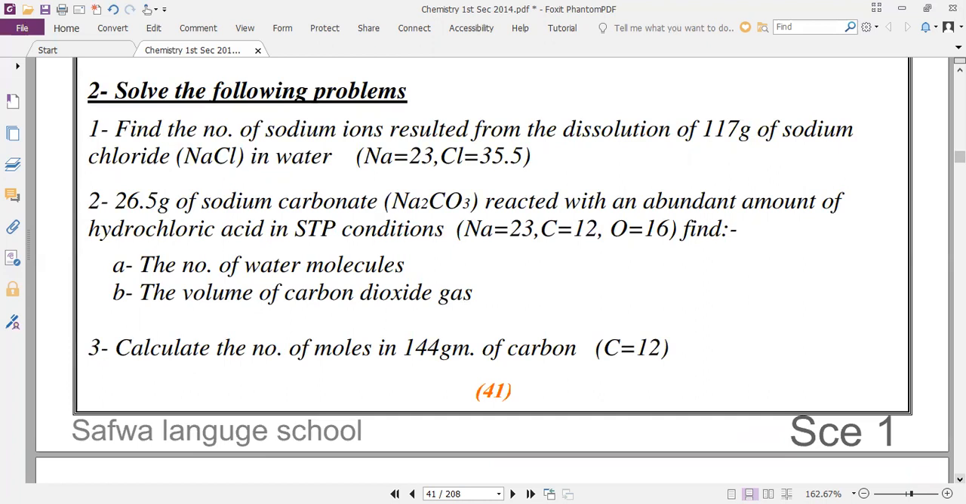So mass of substance equals what? 117. The molar mass of NaCl, you must calculate it. It equals 58.5. Right. Finally, number of sodium ions equals what? The number of sodium ions is 12.04 times 10 power 23 ions. Right. Any problem? No. Okay, question number 2.